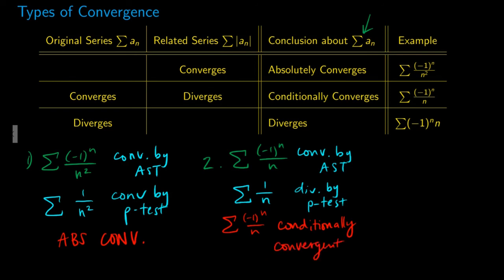And finally, our last series, the sum of (-1)^n times n over n plus one, we can show that this diverges by the nth term test. So our final conclusion would just be diverges.